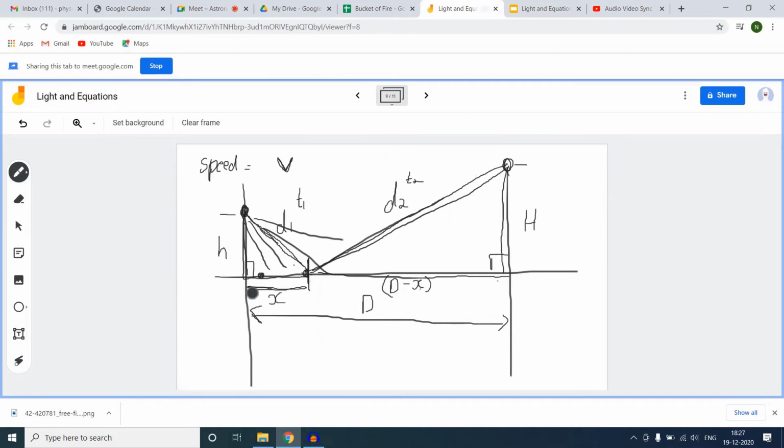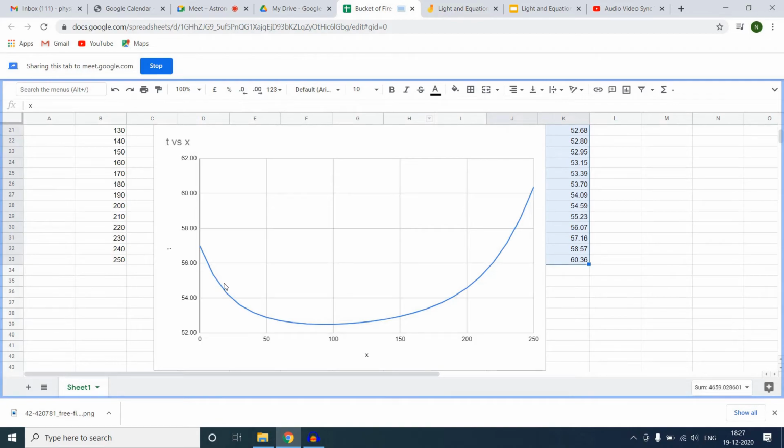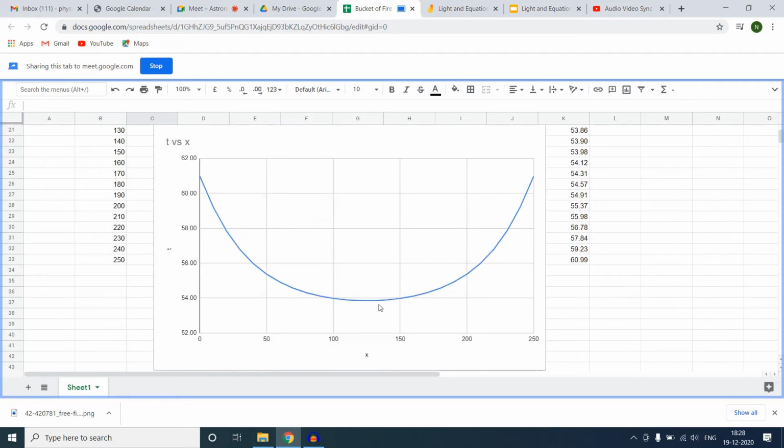As I'm increasing the distance, if x is 10 meters it might be over here, if x is 20 meters it might be over here. So how much time does it take if x is 10 meters, and how much time does it take if x is 20 meters? So I'm plotting x on the x-axis and time on the y-axis. You will notice that the time it takes reduces up to a certain point and then starts increasing again. Now this is not a symmetric case because small h and capital H are different. But if you make this a symmetric case, then this also becomes symmetric and you get the midpoint.